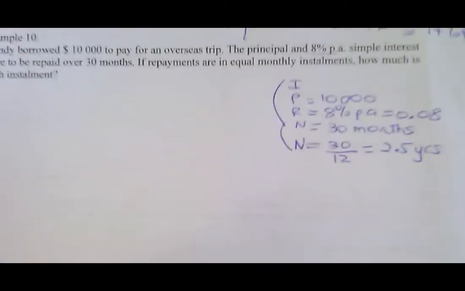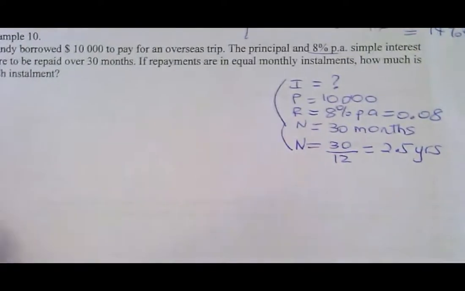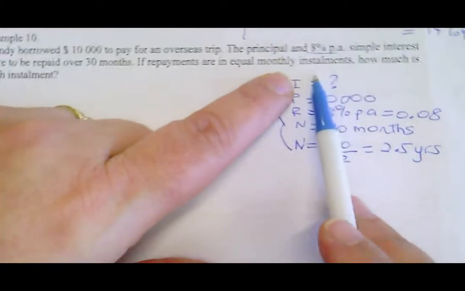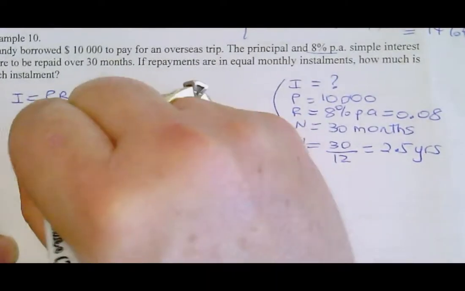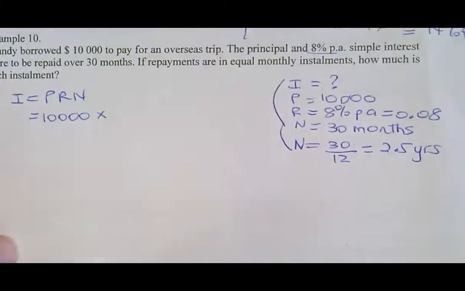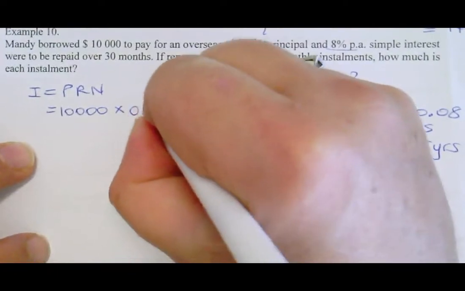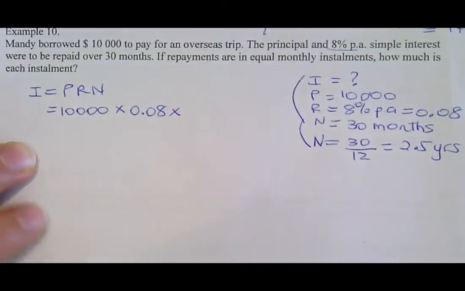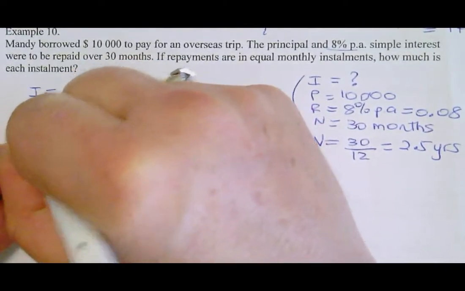Okay? Now that's what we did last lesson. So, interest is question mark, because we don't have it. So, I equals PRN. What have we got? Principal is 10,000. The rate is 0.08 as a decimal, and N is 2.5. What's the interest?